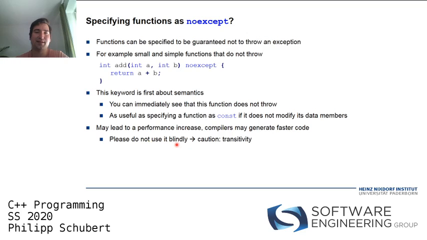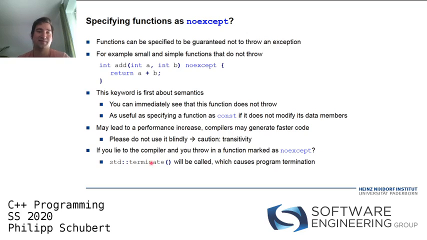But please don't use it blindly, and please do not just annotate each function with noexcept, because even if your code doesn't throw an exception, if you implement a function which then in turn calls a different function which throws, then your function throws as well, because it's about transitivity. So if you implement a function which calls another function which eventually throws, then your function is not noexcept anymore. So be careful. And also, please do not lie to your compiler. So what happens if you lie to your compiler and if you throw an exception which is actually marked as noexcept, then terminate will be called, which causes program termination at the end. And in general, it's not wise to try to trick the compiler.